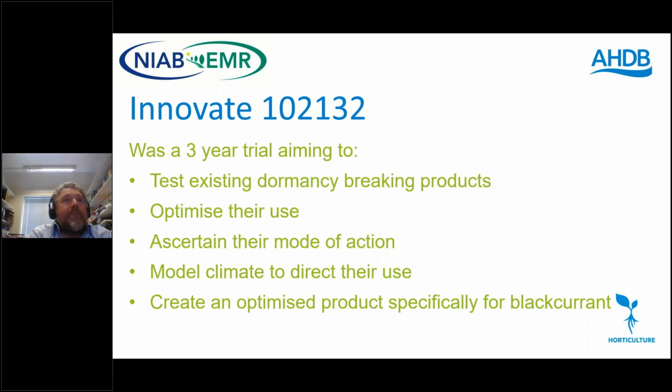So as Scott said, this is a follow-on from an Innovate project. That was a 3-year trial, and it was looking at testing existing dormancy breaking products, trying to optimize their use for blackcurrant, work out how they were actually working and what they were doing to the blackcurrant, to tie this into climate modeling to direct their use, and then to put all of this together to create an optimized product specifically for blackcurrant.